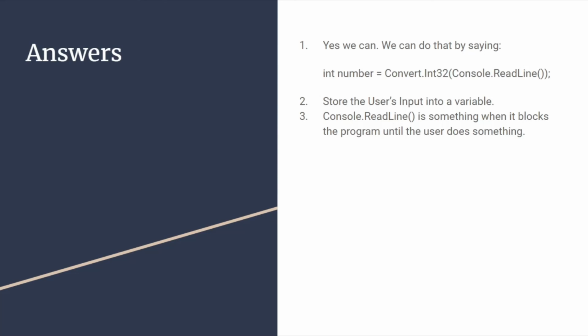Number 1, yes, we can do this by saying int number equals Convert.ToInt32 and then putting the string here. Number 2, store the user's input into a variable first, then output it, so we can output what they said. And Console.ReadLine blocks the program until the user does something.